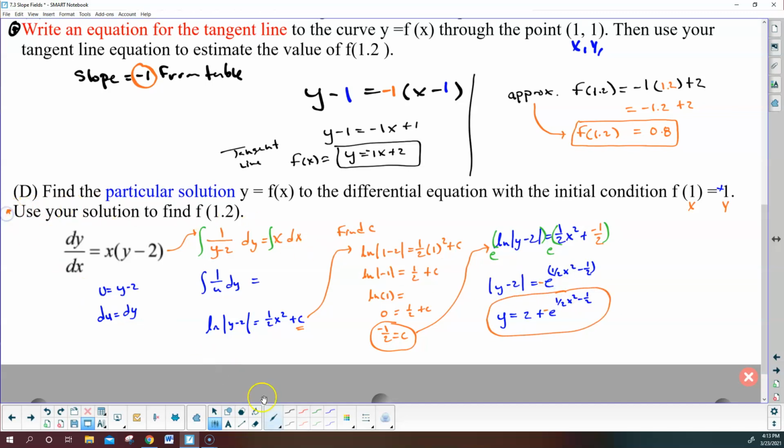So the last step is now use your solution to find the actual value of f of 1.2. Notice, this was the estimate or the approximate. So now we're going to find the actual value of f of 1.2. Remember, y is equal to f.